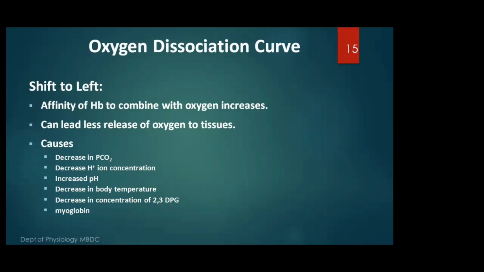Shift to left. It indicates the affinity of the hemoglobin to combine with oxygen increases, so the oxygen will not be released to the tissues. The causes are just opposite of the other one. That is decrease in partial pressure of carbon dioxide, decrease in hydrogen ion concentration, increased pH, decrease in body temperature, decrease in concentration of 2,3 DPG, myoglobin, etc.